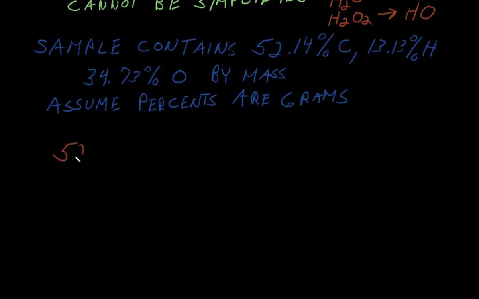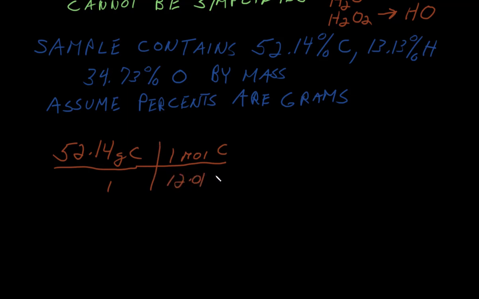So we have 52.14 grams of carbon, and we know in 1 mole of carbon there are 12.01 grams of carbon. So if we go ahead and do the math here, we find that it comes out to 4.34 moles of carbon.